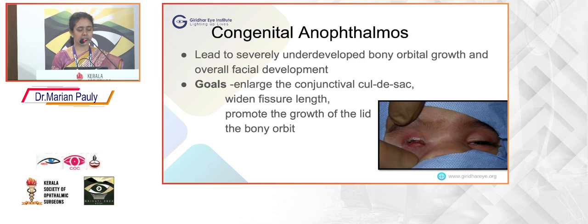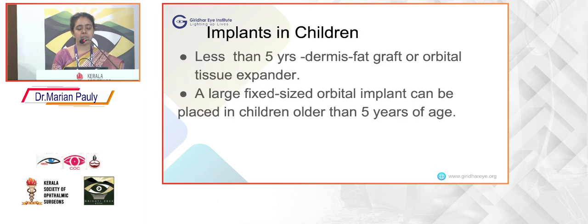A few words about congenital anophthalmos. The rehabilitation should start at birth. But most of the time, even if we tell the parents, they won't agree. They will just go from this place to that place. So implants are usually done in less than 5 years, or dermis fat graft.